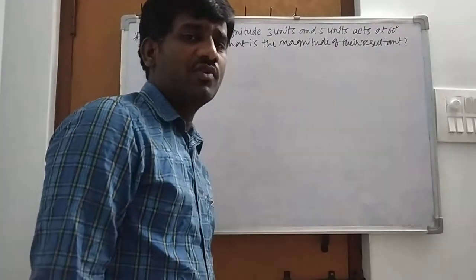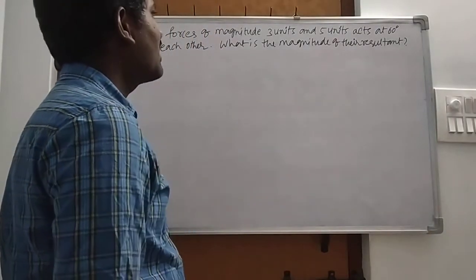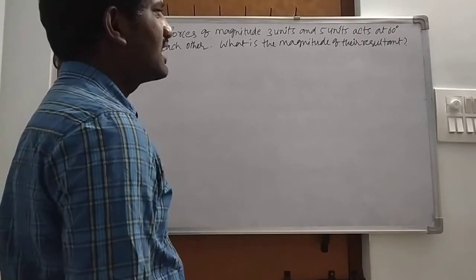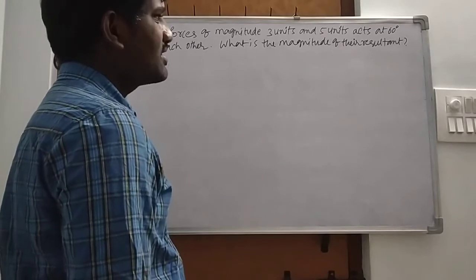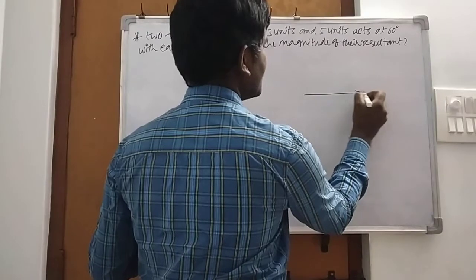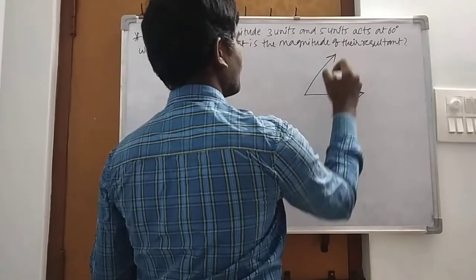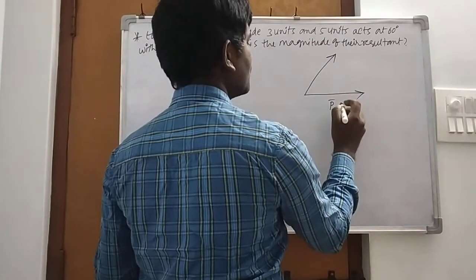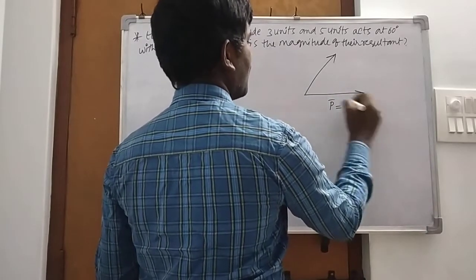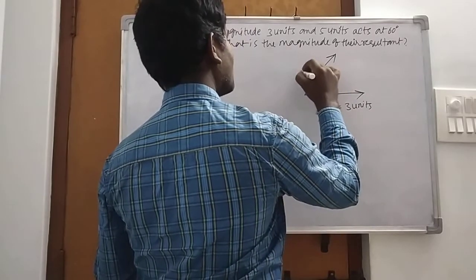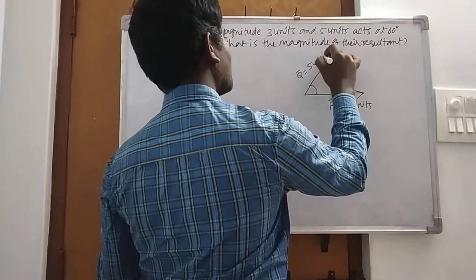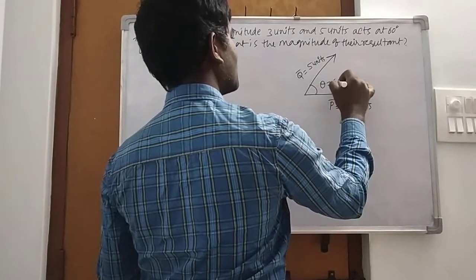So there is one more question like this. Two forces of magnitude 3 units and 5 units act at 60 degrees with each other. What is the magnitude of their resultant? So like this, there are two forces. One is P, let it be 3 units. Q is equal to 5 units. Theta is equal to 60 degrees.